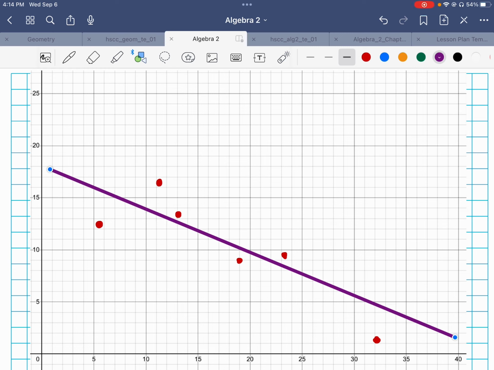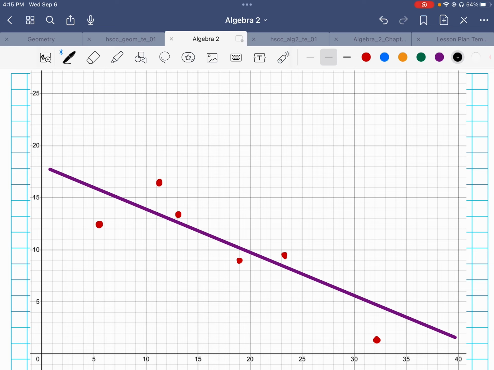Now, after you've created your line of fit, the next thing you're going to want to do is find 2 points that are on this line. Because now what we're trying to figure out is what is the equation of the purple line. I don't want to know the equation of the red dots. I want to know the equation of the line that approximates the dots. Not exactly as those points, but the approximate of those points.